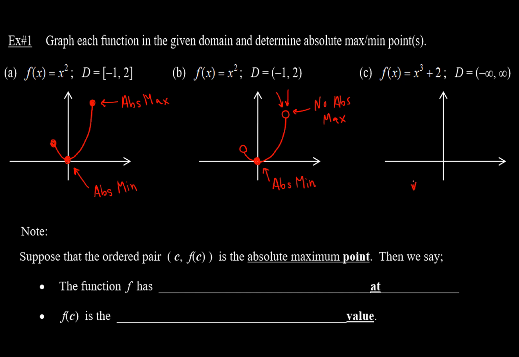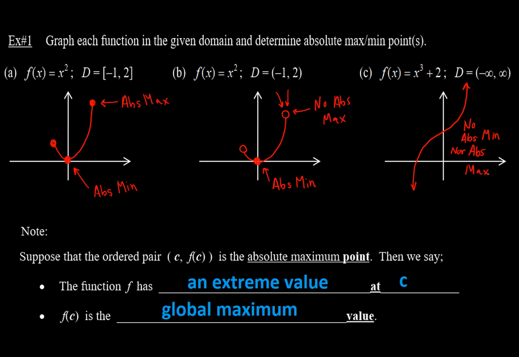And then if I look at the function of x cubed plus 2 on the domain of -infinity to infinity, I can see that there is no absolute minimum, nor is there an absolute maximum. Okay. So note, suppose that we have the ordered pair C, f of C, and that is the absolute maximum point. Then we say that the function f has an extreme value at C. And f of C is the global maximum value.